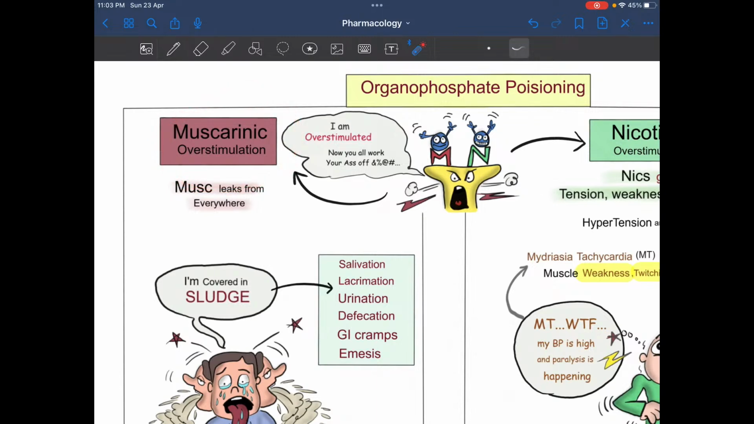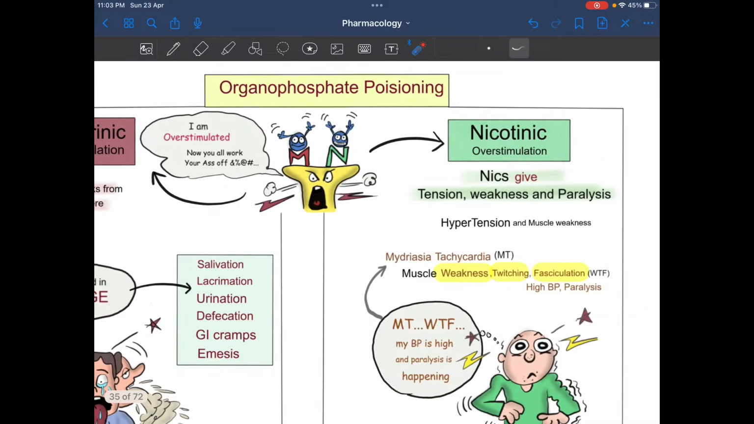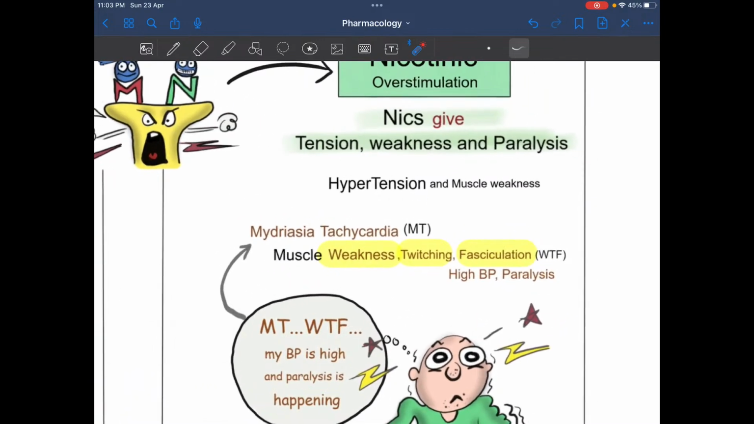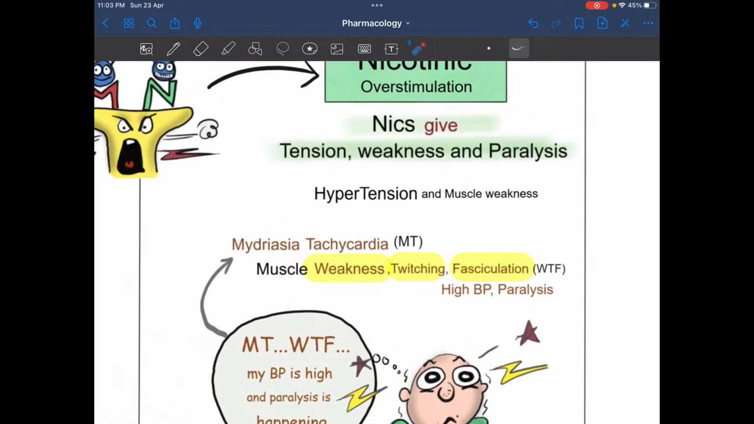So what is the sludge? Salivation, lacrimation, urination, defecation, GI cramps, and emesis. So this is sludge. When we talk about the nicotinic actions, so what are they? I can remember it as MTF. Okay? MTF. So what are they? That is muscle weakness, there is twitching and there is fasciculations. Okay? So these are the nicotinic actions.